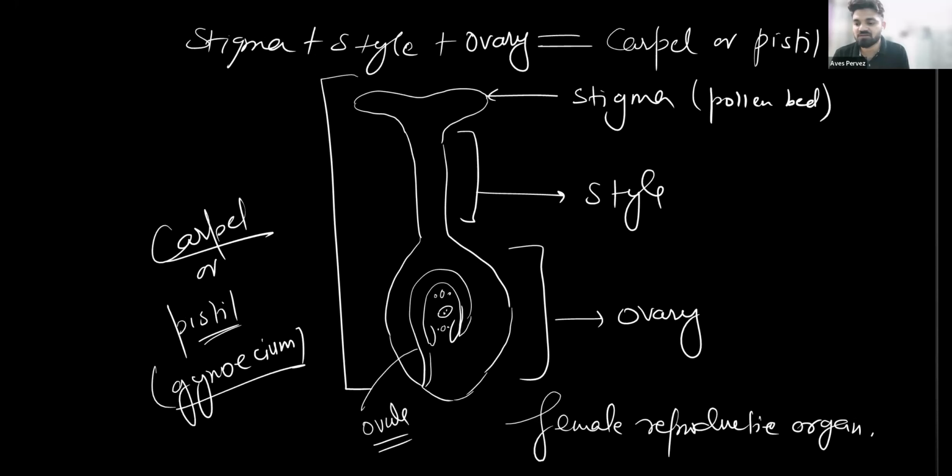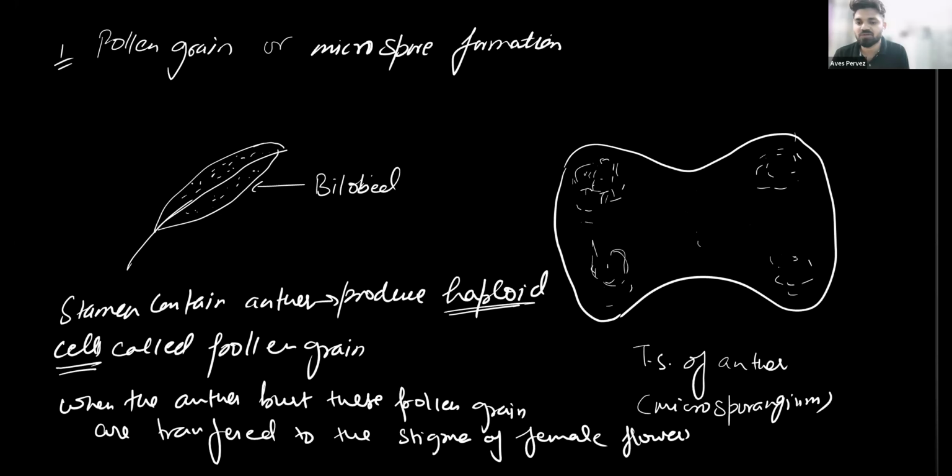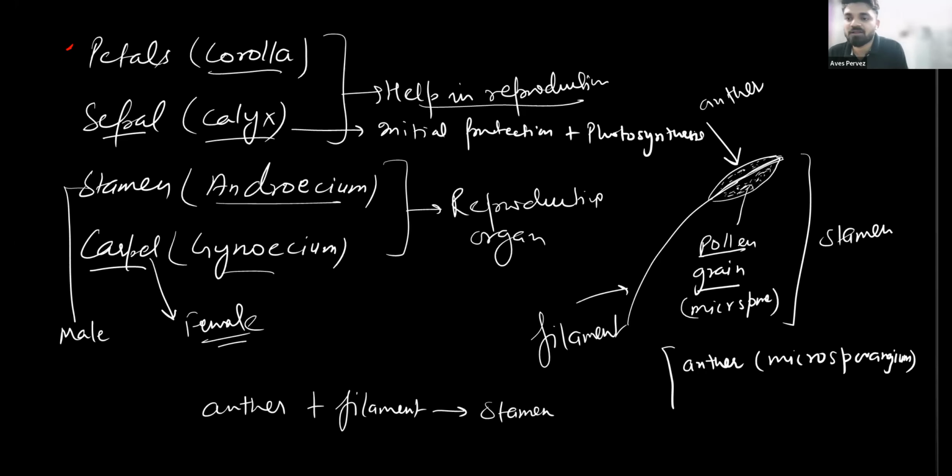If I talk about the flowers, let me draw. You know that a flower is going to have four parts. A flower generally has four parts. The first one is the colorful part that we call petals.